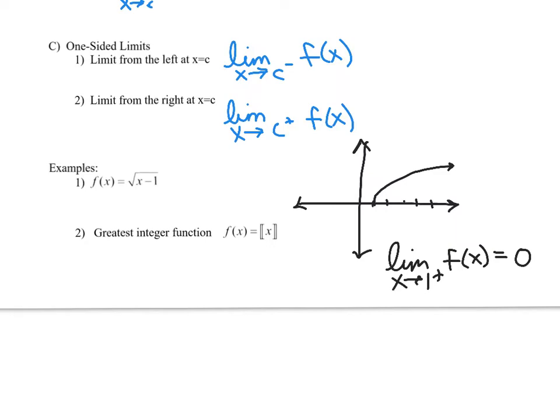So this would be an important notation for this kind of graph that doesn't exist to the left of 1. The second example, the greatest integer function, we're going to be discussing in class in the next few days. So you can go ahead and skip that one so that we can talk about it together in class.